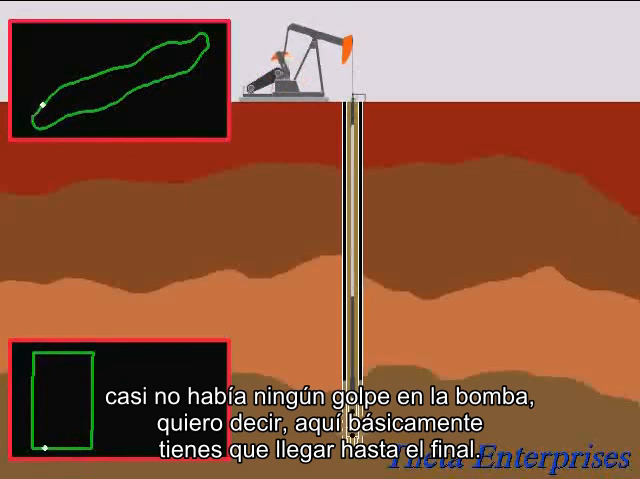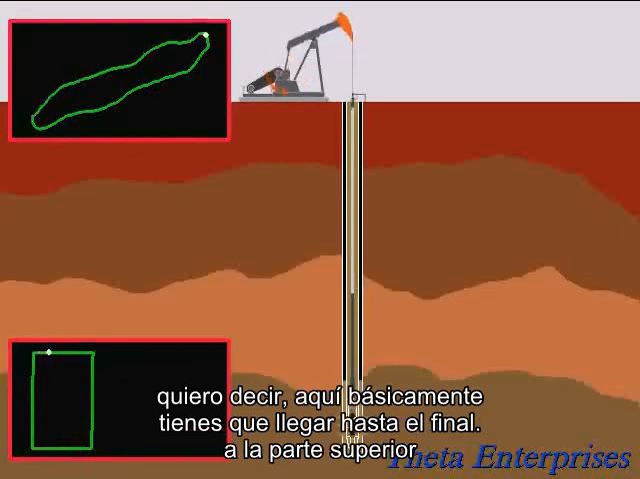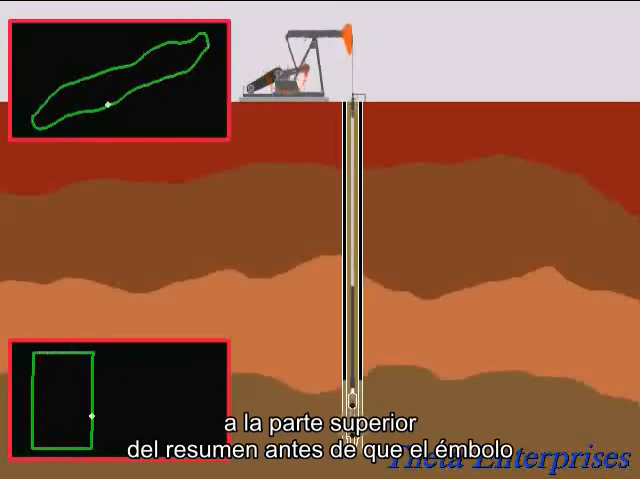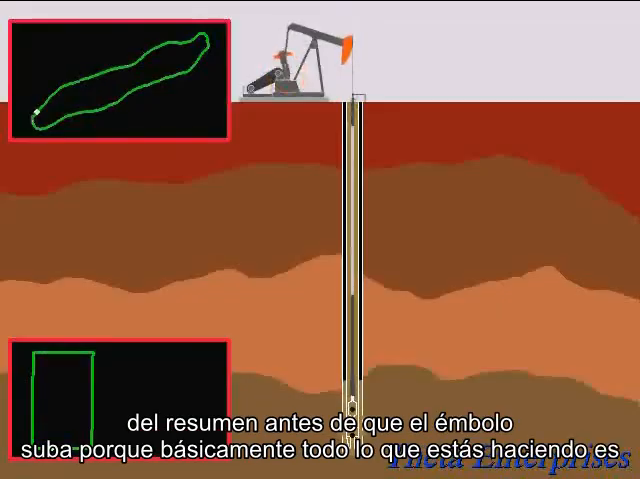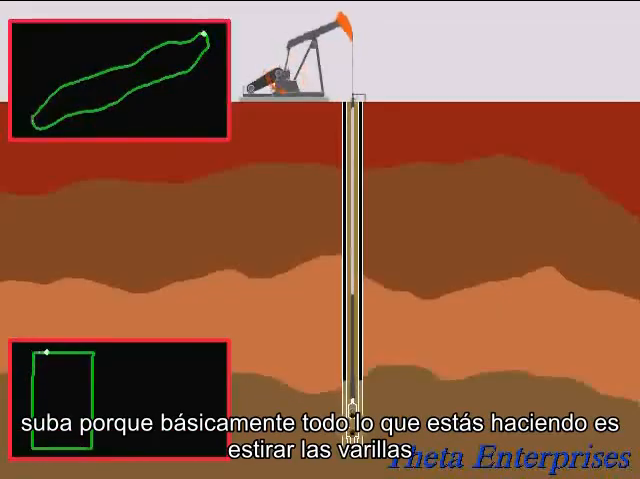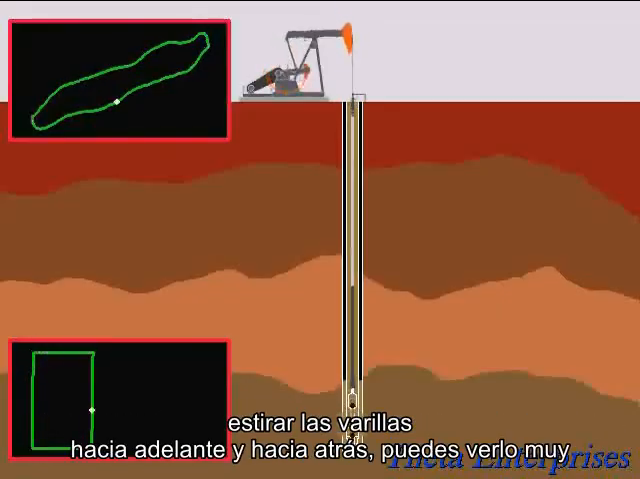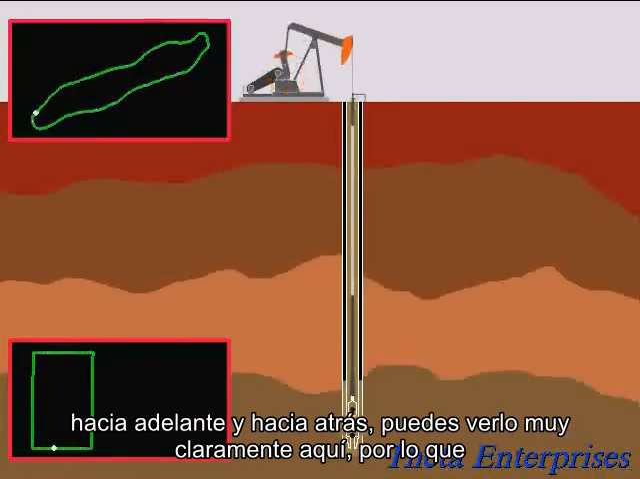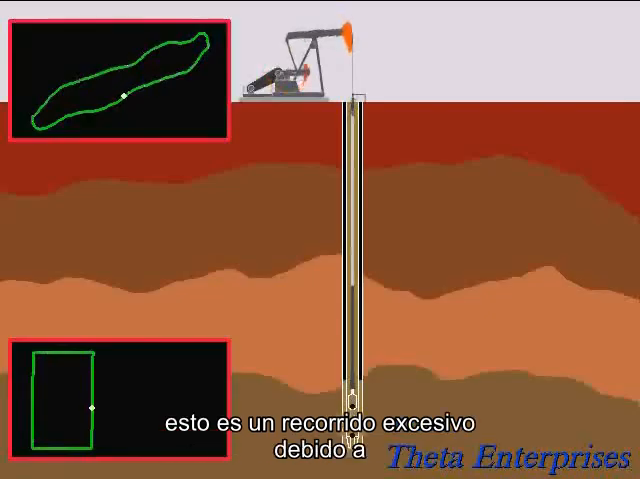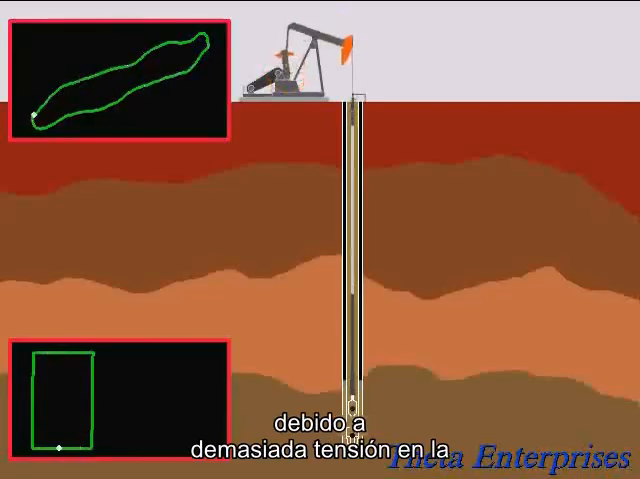I mean, here you basically have to go all the way to the top of the upstroke before the plunger moves up, because basically all you're doing is stretching the rods back and forth. You can see that very clearly here. So this is excessive under travel because of too much stretch in the fiberglass section.